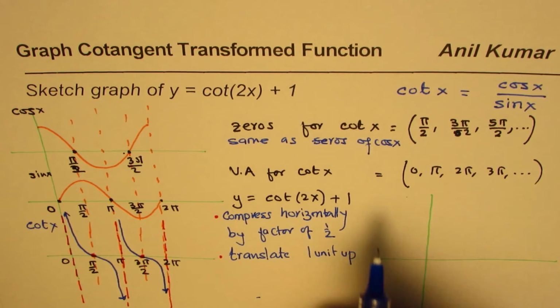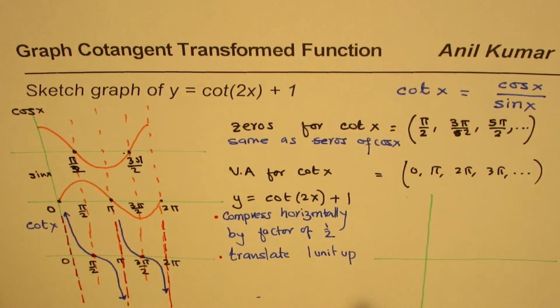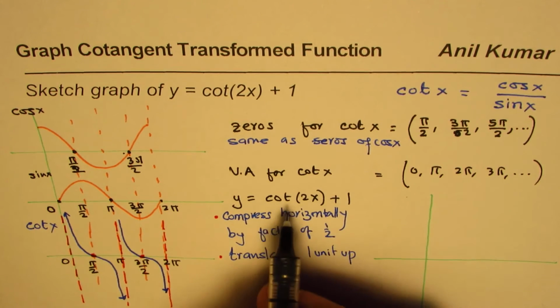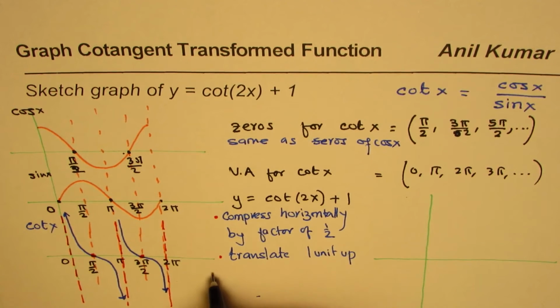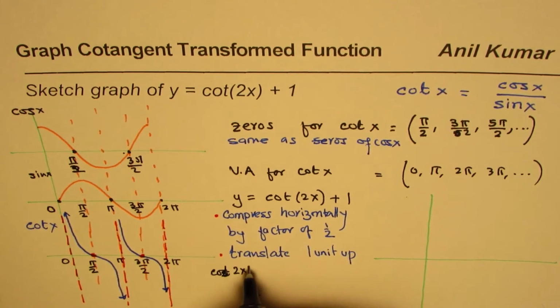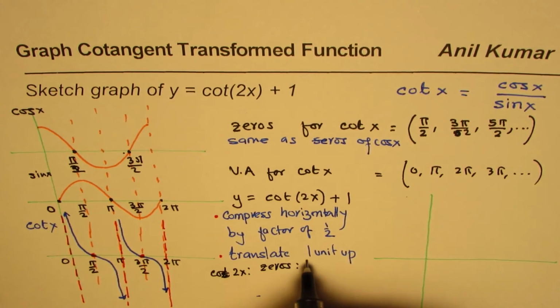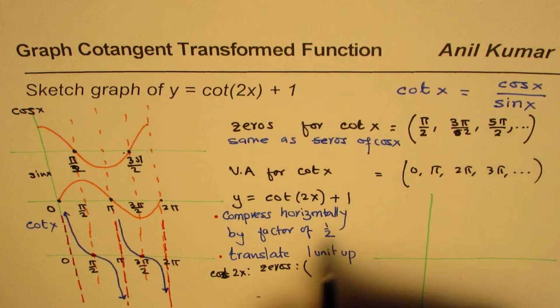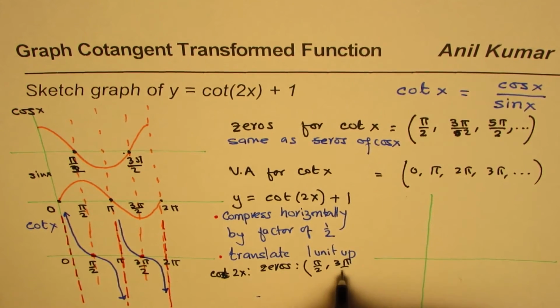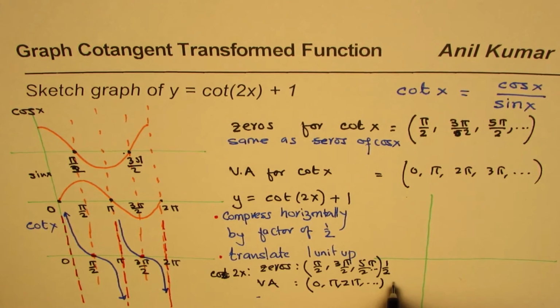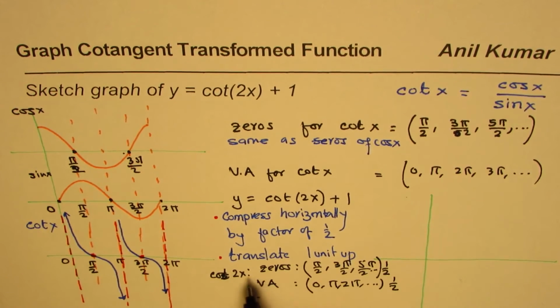So let's rewrite the zeros and the vertical asymptotes, right? So for cot 2x plus 1, let's say cot 2x, we'll translate 1 unit up later. So for cot 2x, zeros will be half multiplied by this, right? So it'll be pi by 2, 3 pi by 2, 5 pi by 2, and so on, multiplied by half. That is pi by 4 and all, right? And the vertical asymptotes will be at 0, pi, 2 pi, and so on, times half, because these are horizontally placed, correct?